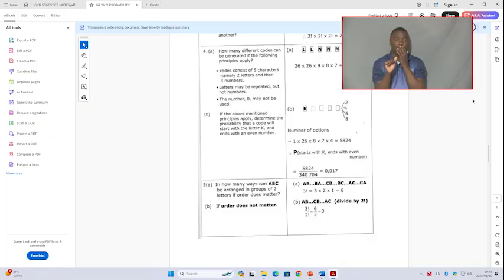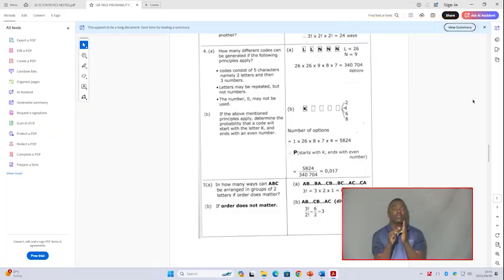Question 4A, it's in your notes of last week. They say, how many different codes can be generated if the following principles apply? Codes may consist of 5 characters, namely 2 letters and 3 numbers. Letters may be repeated, but not numbers. And the number 0 may not be used. Right, now people, look here.